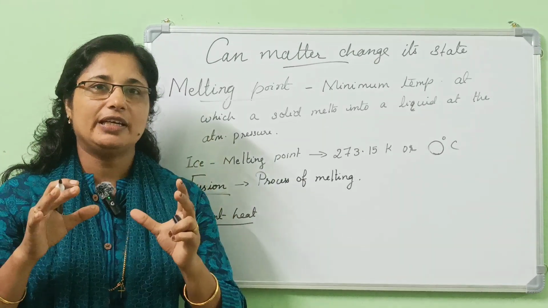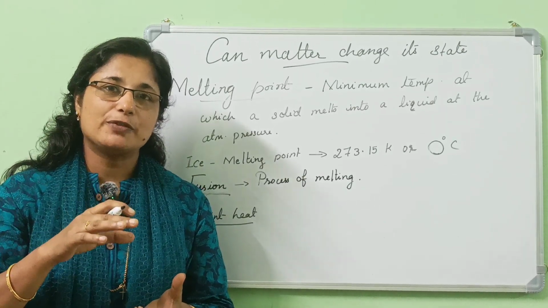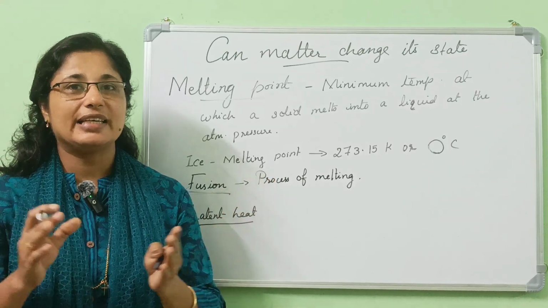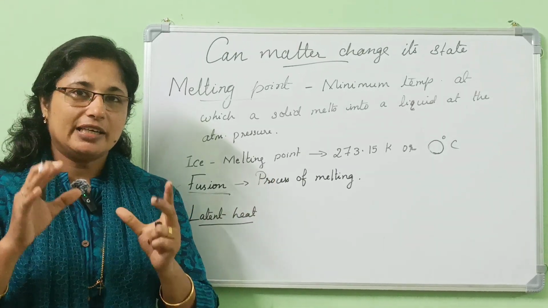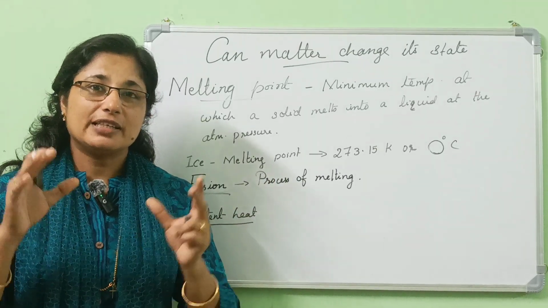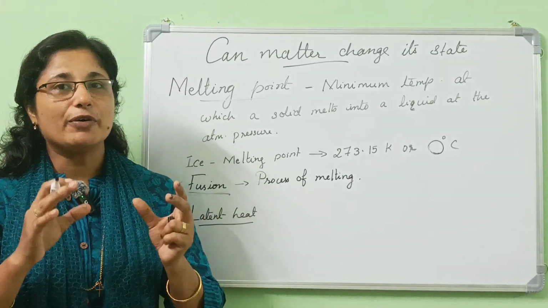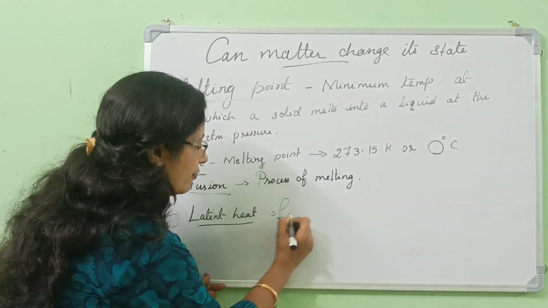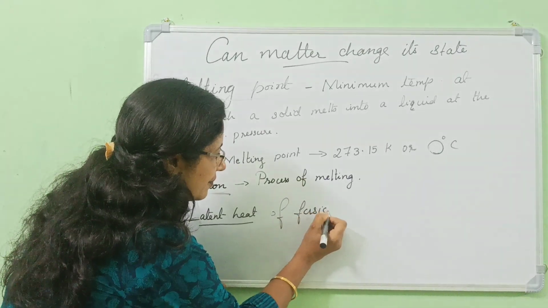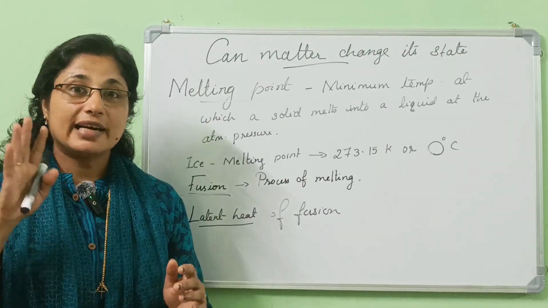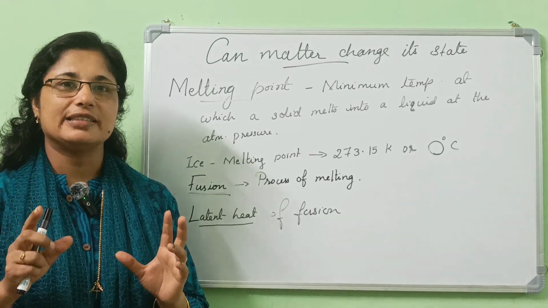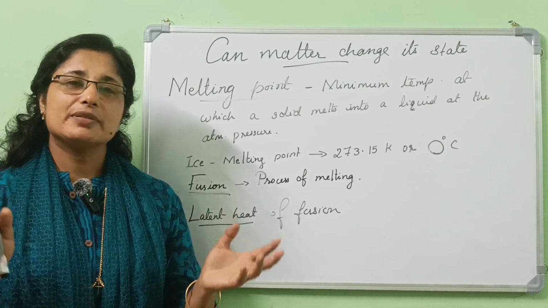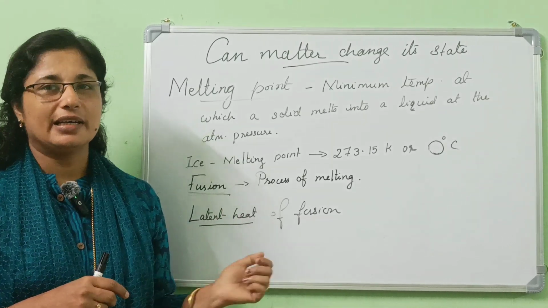The amount of heat needed to change 1 gram of solid into liquid at its melting point is called the latent heat of fusion. Fusion, we know, is the process of melting, and the amount of heat needed for the process of melting is called the latent heat of fusion. That is why water at 0 degrees Celsius has more energy than ice at the same temperature, because it has absorbed this extra hidden heat.